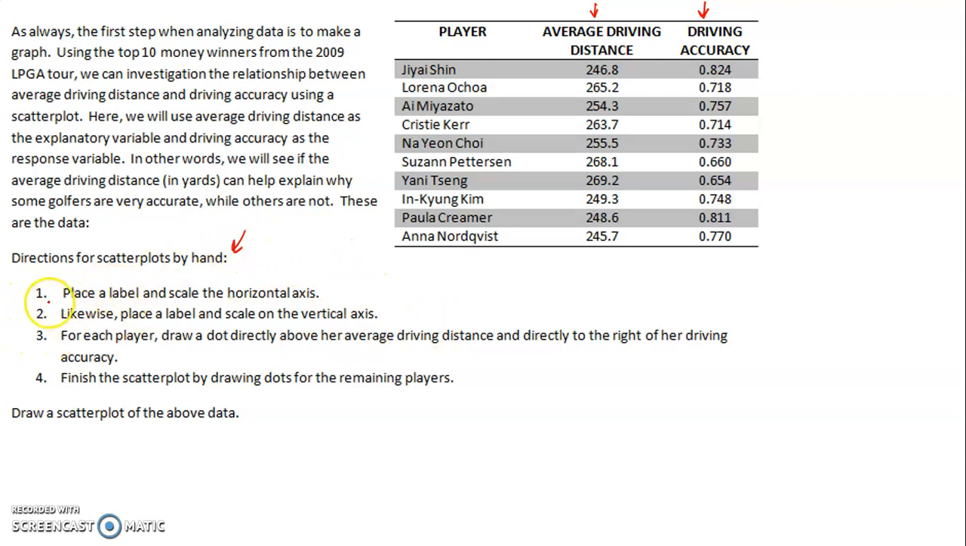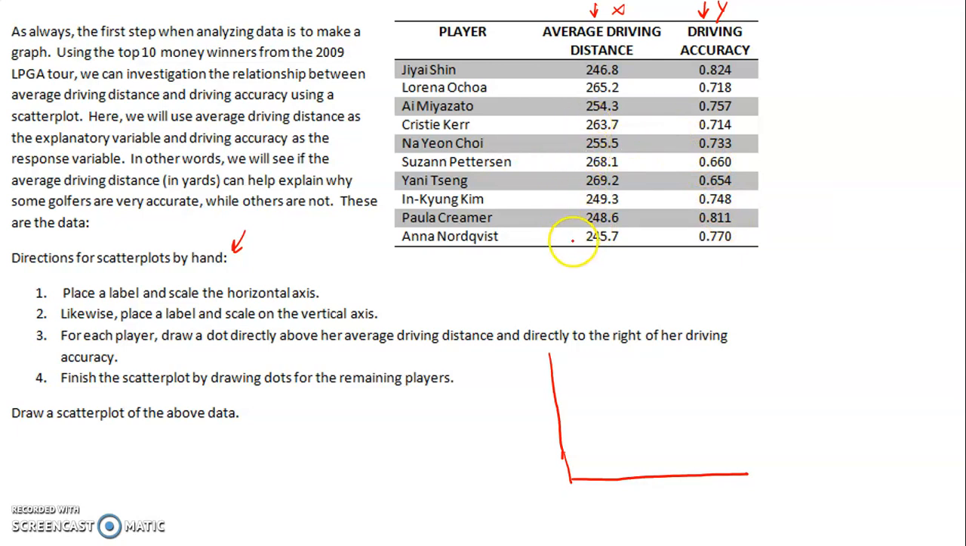But the first thing it wants us to do is label our X and Y axes. So I'm going to create a graph, X and Y axes. And what I'm going to do is have average driving distance be my X value and driving accuracy be my Y value. And I've got to label these axes with numbers, right? So I want to see what's my smallest and biggest average driving distance and smallest and biggest accuracy. So I know what range I need to be.